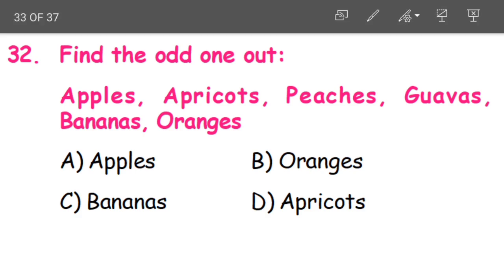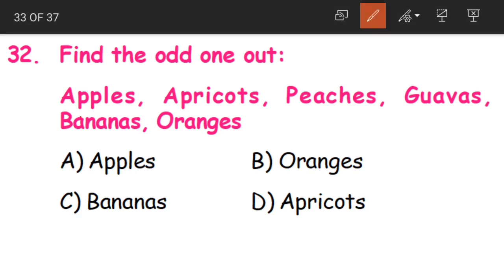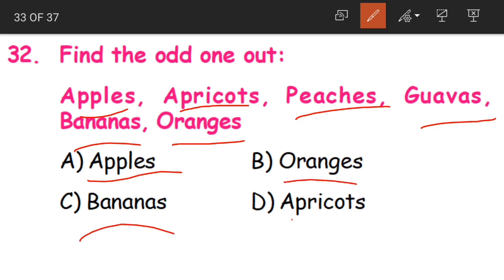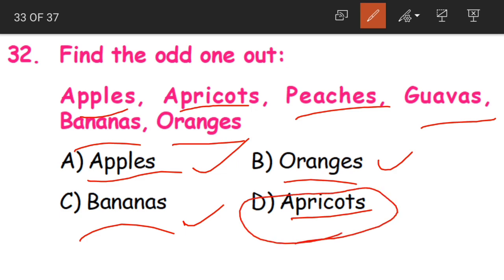Now find the odd one out. Apples, apricots, peaches, guavas, bananas and oranges. So apples, oranges, bananas, apricots. If you see, apples, oranges, bananas, these three are fresh fruits. Whereas apricots are dry fruits. You can also get them as dry fruits, you can also get them as fresh fruits. They are available in both types. So that is why apricots are the odd one.